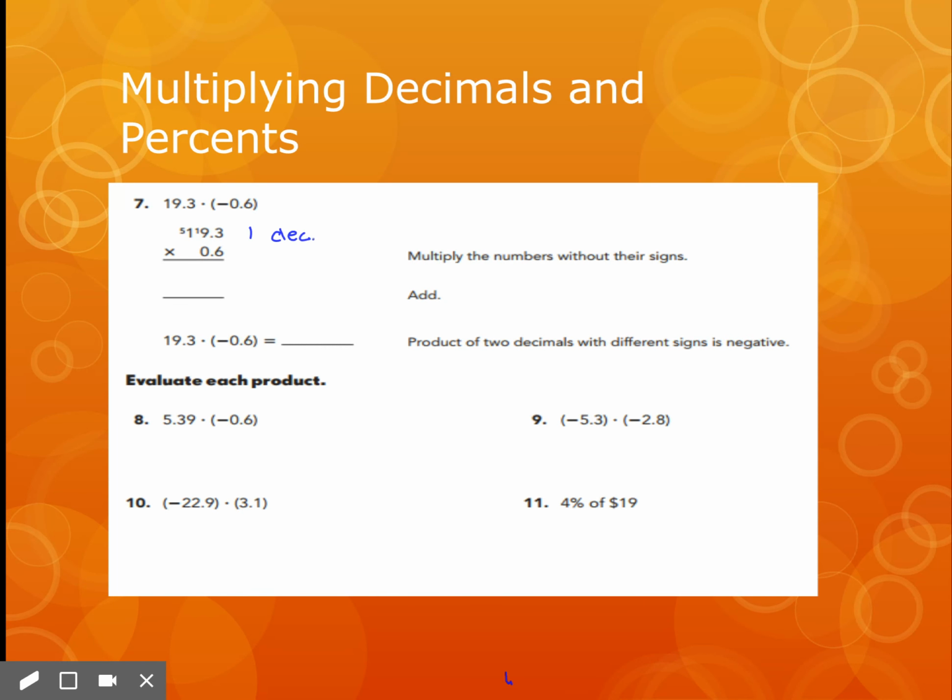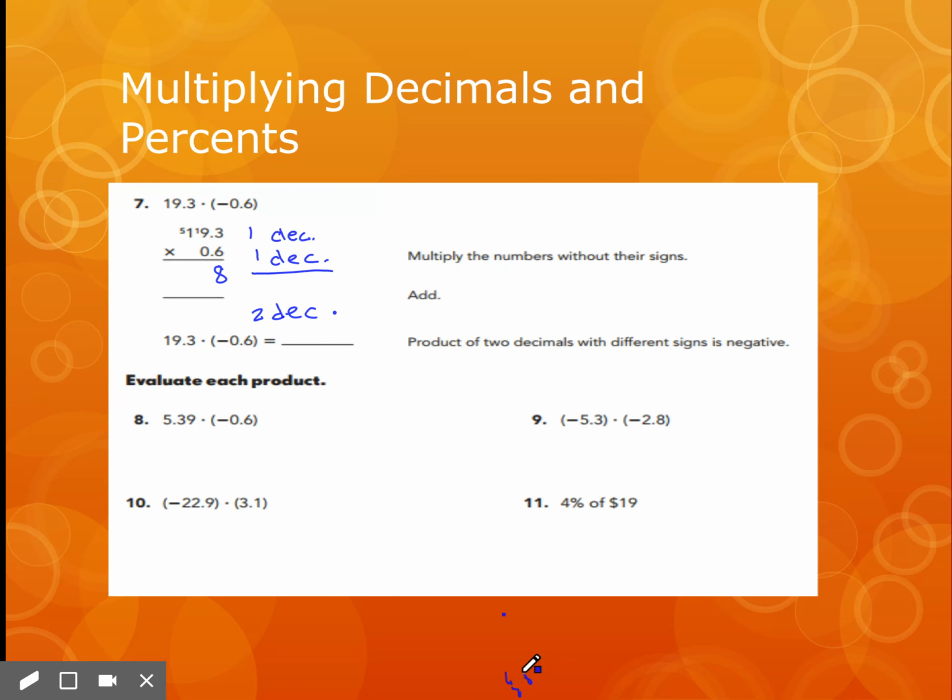I'm just going to abbreviate that. And in 0.6, we also have 1 decimal place, which of course adds up to 2 decimal places. So now I'm going to completely ignore my decimals and just start multiplying. 6 times 3 is 18. I write my 8, carry my 1. They did that for us.